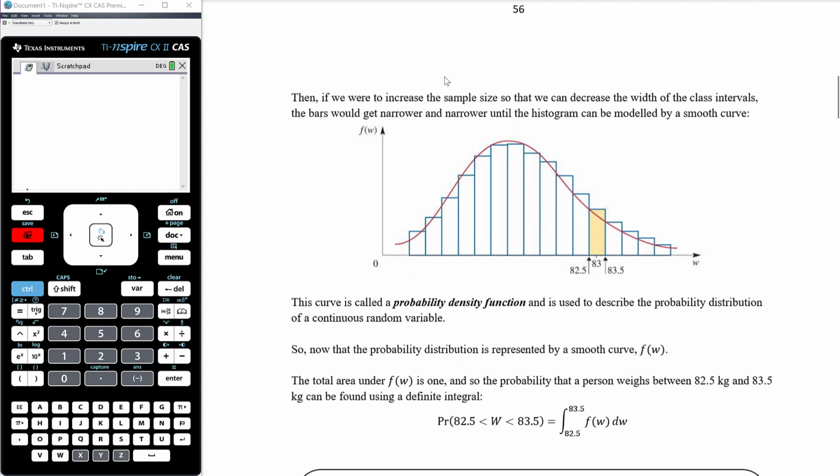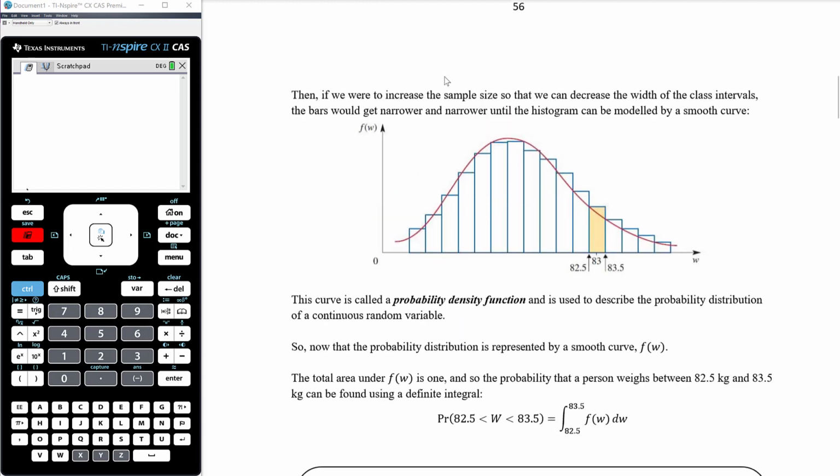Then if we were to increase the sample size so that we can decrease the width of the class intervals, so that instead of having the weights of 100 people forming this histogram, we now have the weights of 1,000 people or 10,000 people or 100,000 people, that allows us to use smaller class intervals, and hence we can create smaller bars. So we're grouping the data more precisely. And essentially, the larger and larger we make the sample size, the smaller and smaller we can make the class intervals, and the smoother and smoother this histogram is going to get.